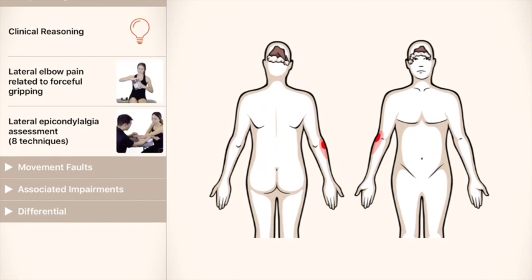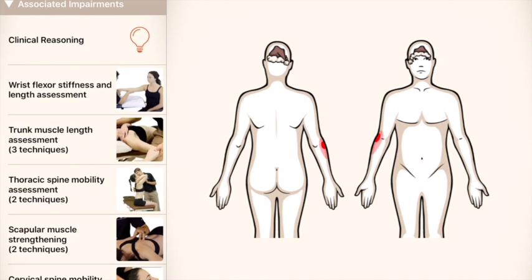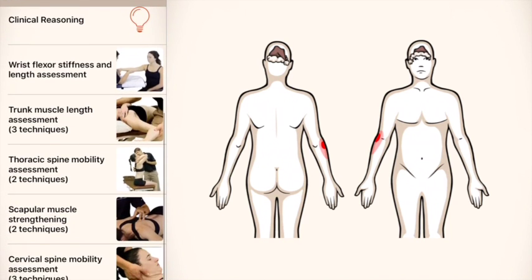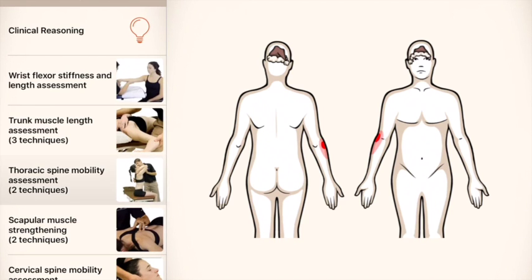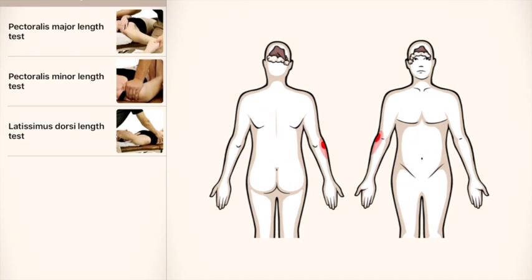In terms of associated impairments, we have added scapular muscle issues, cervical spine mobility deficits, thoracic spine mobility deficits, and upper quarter muscle length, like the pecs and lats being potentially tight, and contributing to a body system, a movement system that is non-optimal for repetitive function.